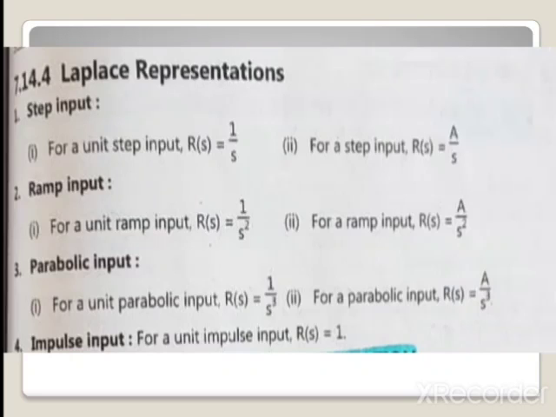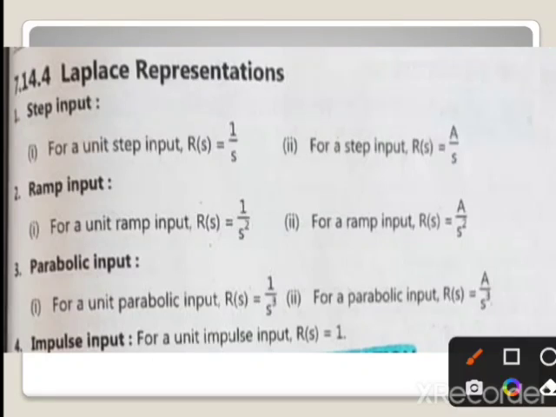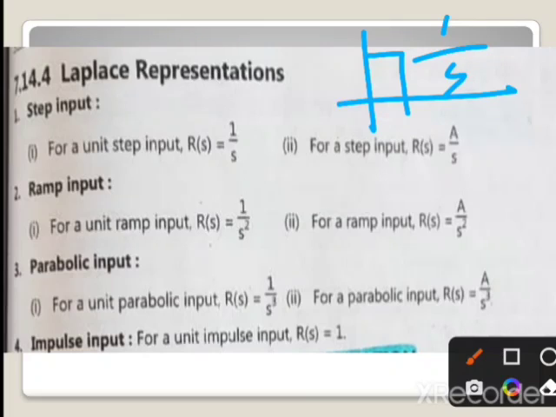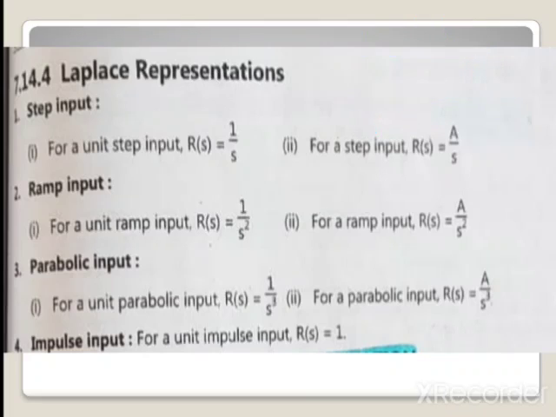In time domain representation, if we apply the step input to the system, then for unit step the Laplace representation is 1 upon s. And for a step input, R of s is equal to a upon s. Now what is unit? If your signal is like this, then you will get 1 upon s, or R of s is equal to a upon s.